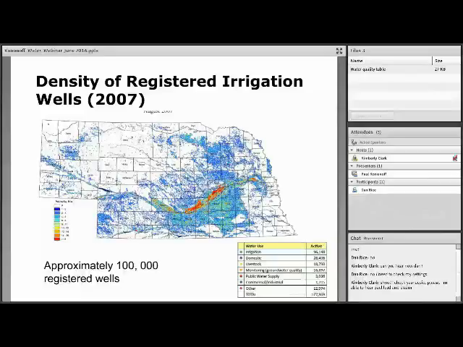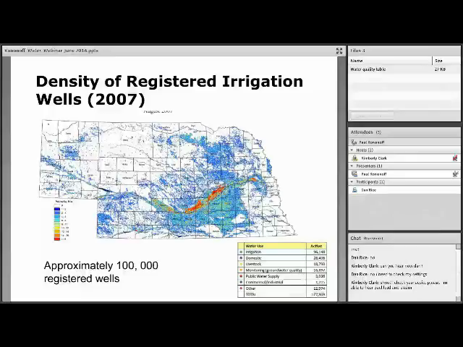And this is just a figure showing the density of registered irrigated wells. When I show this slide to people from other parts of the country, they're very surprised to see the high concentration of registered irrigation wells that we have in the state. Currently, there's approximately 100,000 registered wells, and the highest concentration is found along the Platte River, and that's been designated in this figure as points that are actually red in color. So we have a high concentration of irrigation wells.